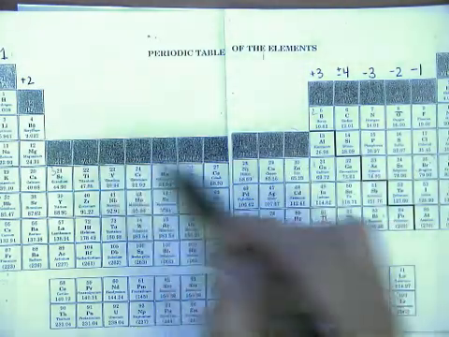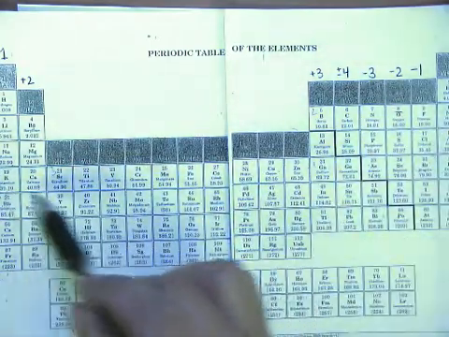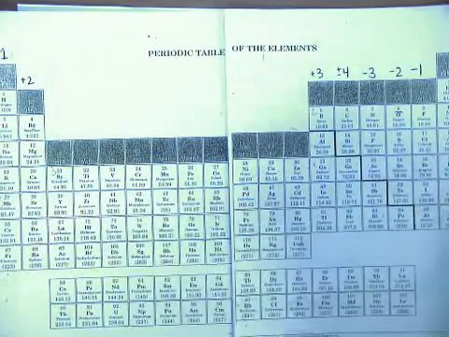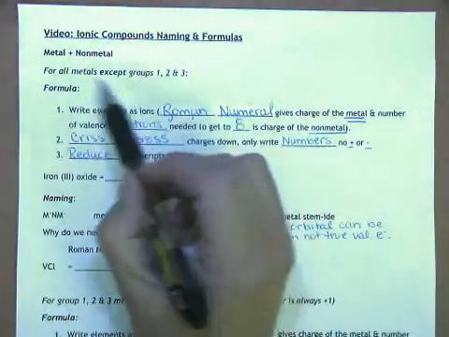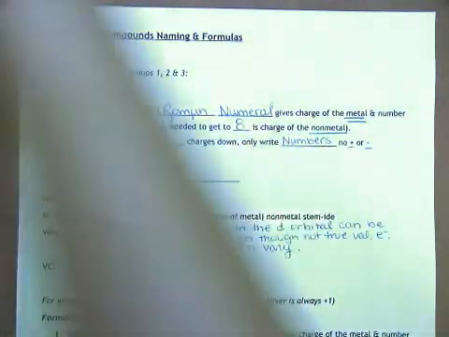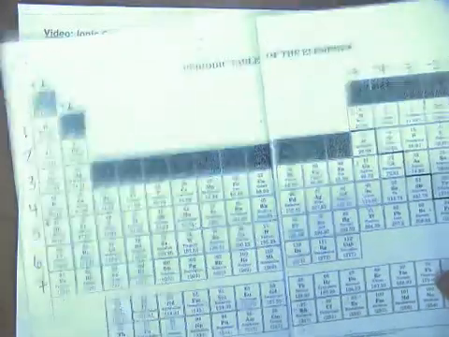When we write these, we always write the metal first, the nonmetal second, just like reading your periodic table left to right, metals on the left, nonmetals on the right. That's how we write ionic compounds. We name and write formulas this way for all metals except in groups 1, 2, and 3. Groups 1, 2, and 3 are going to have special rules.